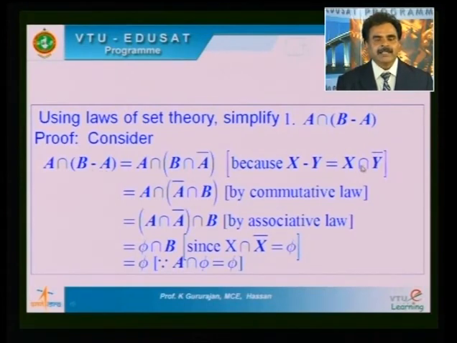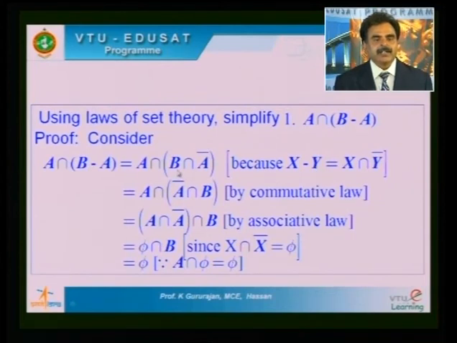So, B minus A is the same as B intersection A complement. B minus A is the set of all elements x such that x belongs to B, but x does not belong to A. So x belongs to A complement. So it is a common element of B and A complement. So B minus A is B intersection A complement, by the definition of the difference set.